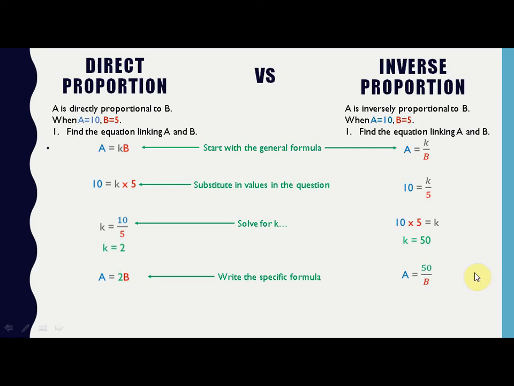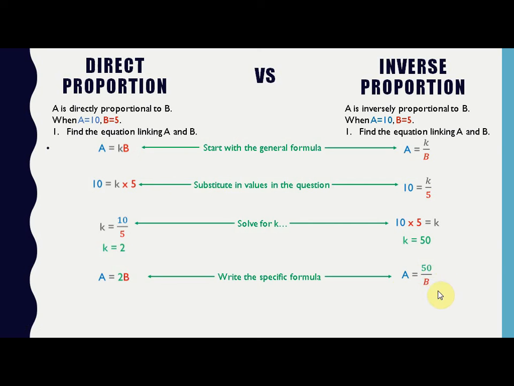All the steps are the same as in both proportionalities. Now substitute the values of both variables: A is 10, B is 5. Now simply solve this equation. 5 is in divide form, and when we move 5 to the left side, it multiplies with 10 and becomes 50. So here we have K equals 50. So the specific formula for inverse proportion is A equals 50 divided by B.